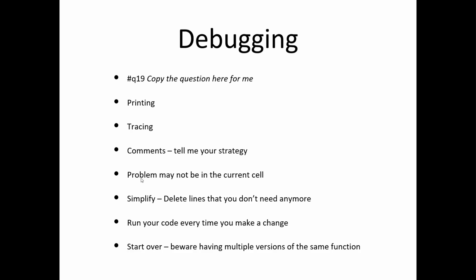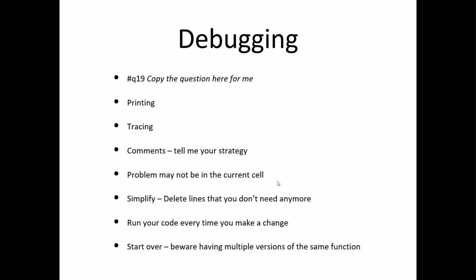And one of the things that I'm noticing too is that the problem may not be in the current cell. So put a comment in, then call the function that's going to go somewhere else in your code, and usually much earlier. Some of these things, like we're reading in files, so the code that reads in a file might be at the very beginning of your notebook. And on question 19, you're pages and pages of code down.